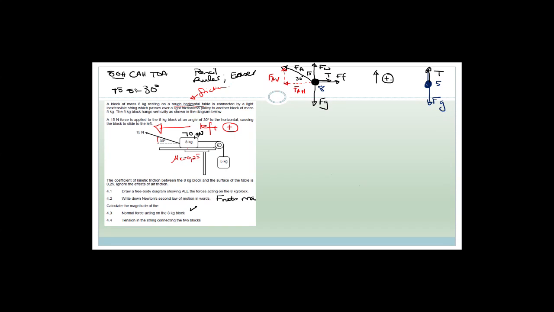Okay, so if we looked at the horizontal components working on the 8, we know that it is being moved to the left. It is definitely moving to the left. Okay, sliding to the left. So we've got F net, and we're talking horizontal now, is going to be the F A H, okay, plus T plus the force of friction. Okay, you with me? So this is for the 8 kilogram. This is for the 8 kilogram.